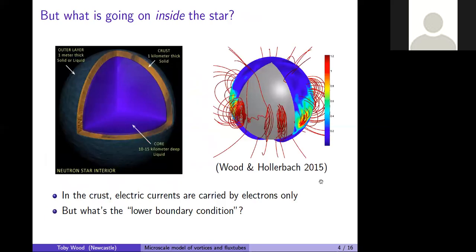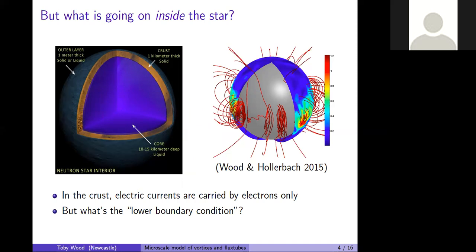But the question really is what's going on inside the star. Here things get more uncertain because we don't really know the equation of state and so on. But we're pretty confident that the structure looks something like this. The star has a radius of maybe 10 or 11 kilometers. The outer kilometer is a solid that we call the crust. In that region, the ions are all trapped in a lattice, a kind of crystal, and it's only electrons that are able to flow. So the magnetic field in that region must be supported by currents of the electron fluid.